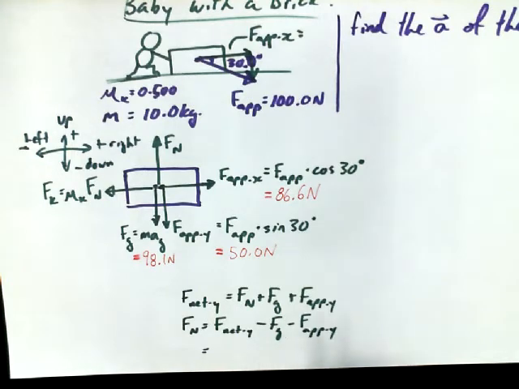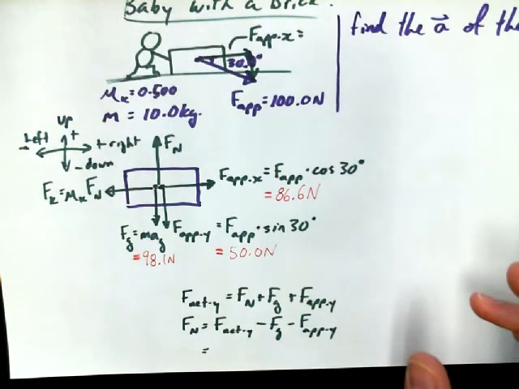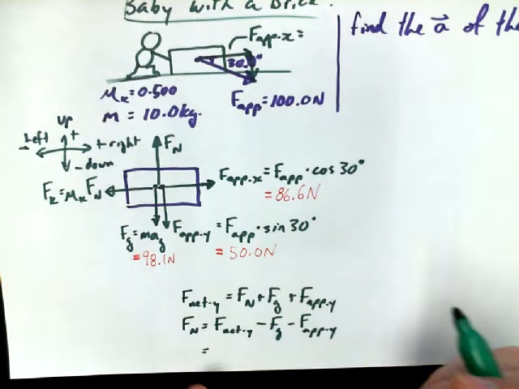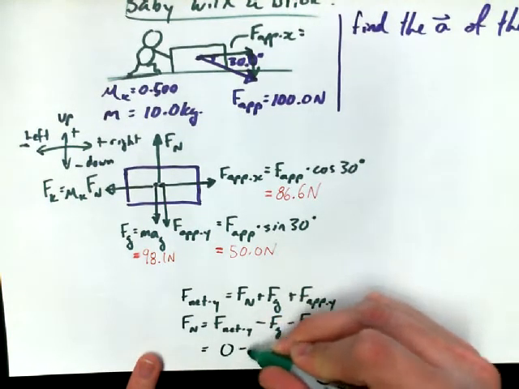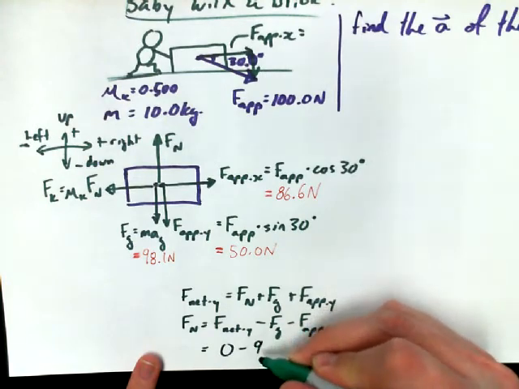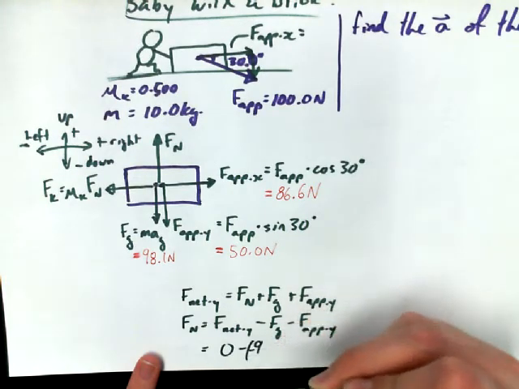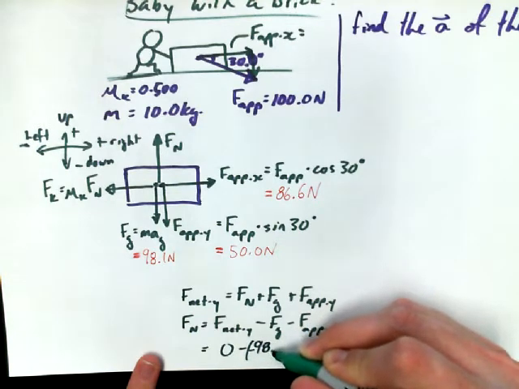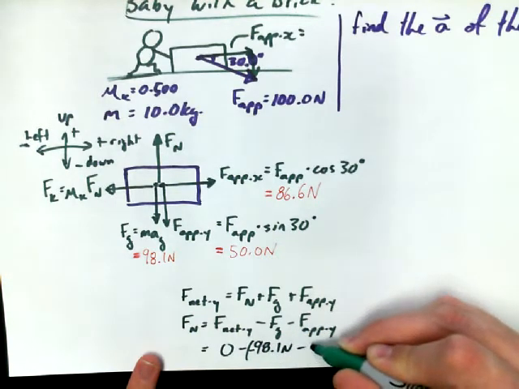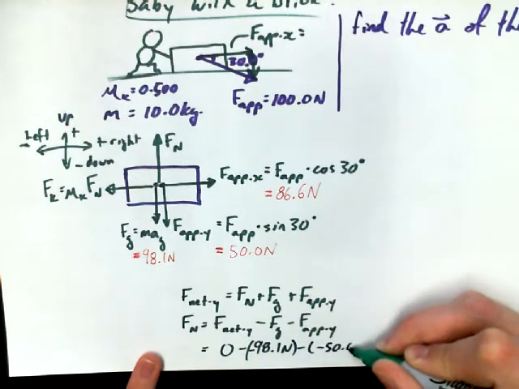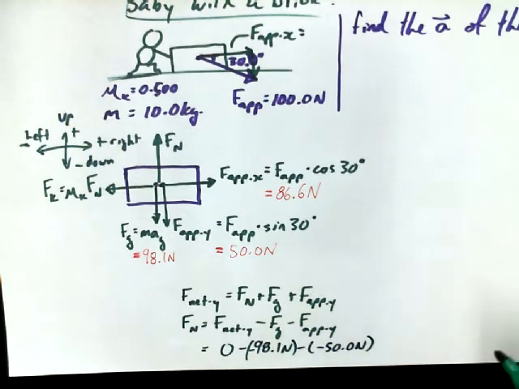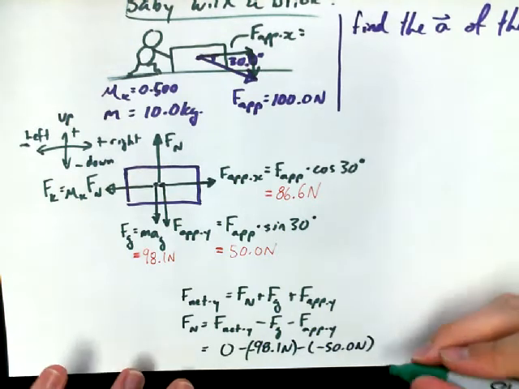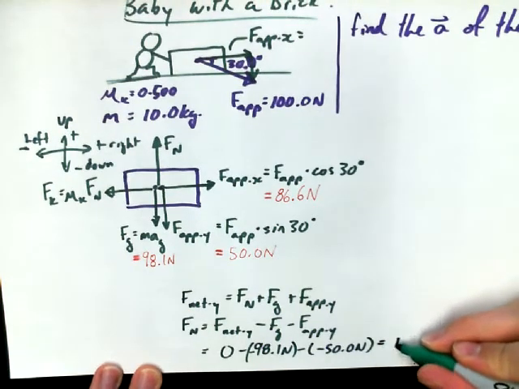It is 0, yeah. So provided that this brick isn't falling to the center of the earth, the F net y is 0. So we just say 0 minus Fg, which we said was 98.1. Well, actually negative of negative 98.1, so minus 98.1 newtons minus negative 50.0 newtons. The negative signs take care of the direction for us, and we end up getting positive.